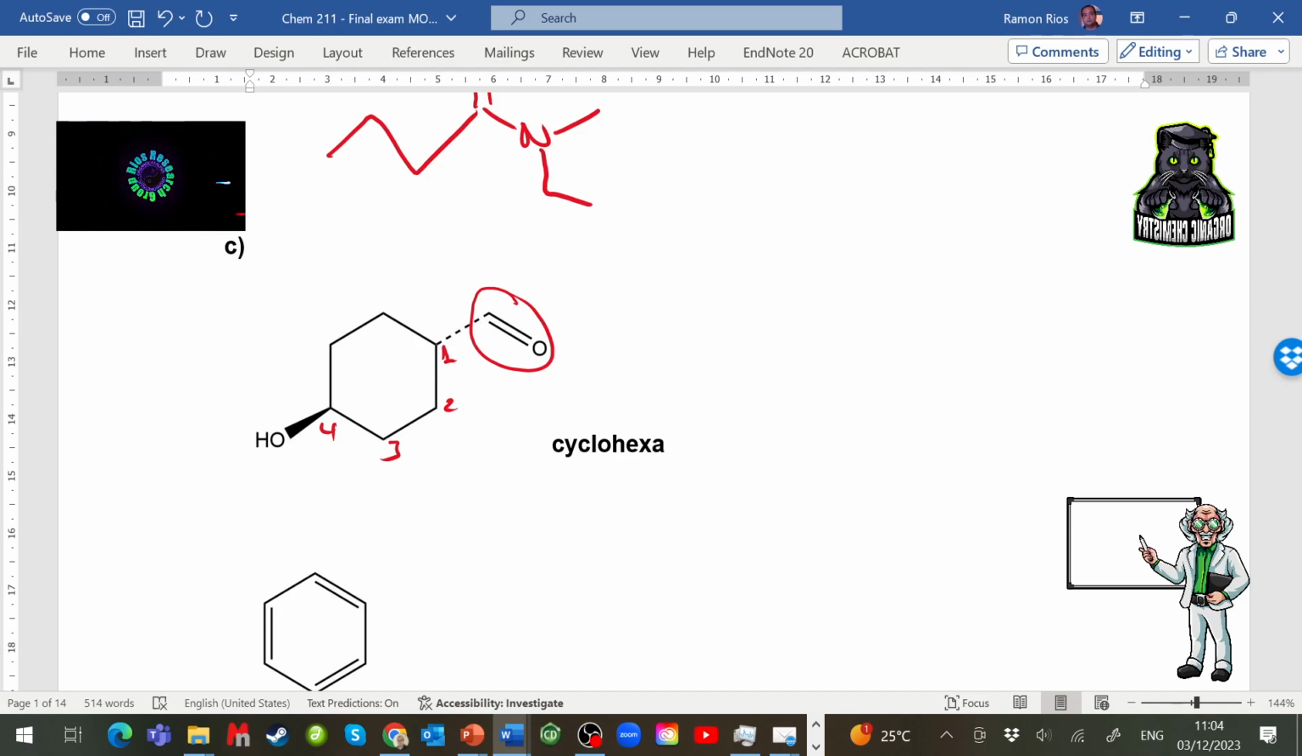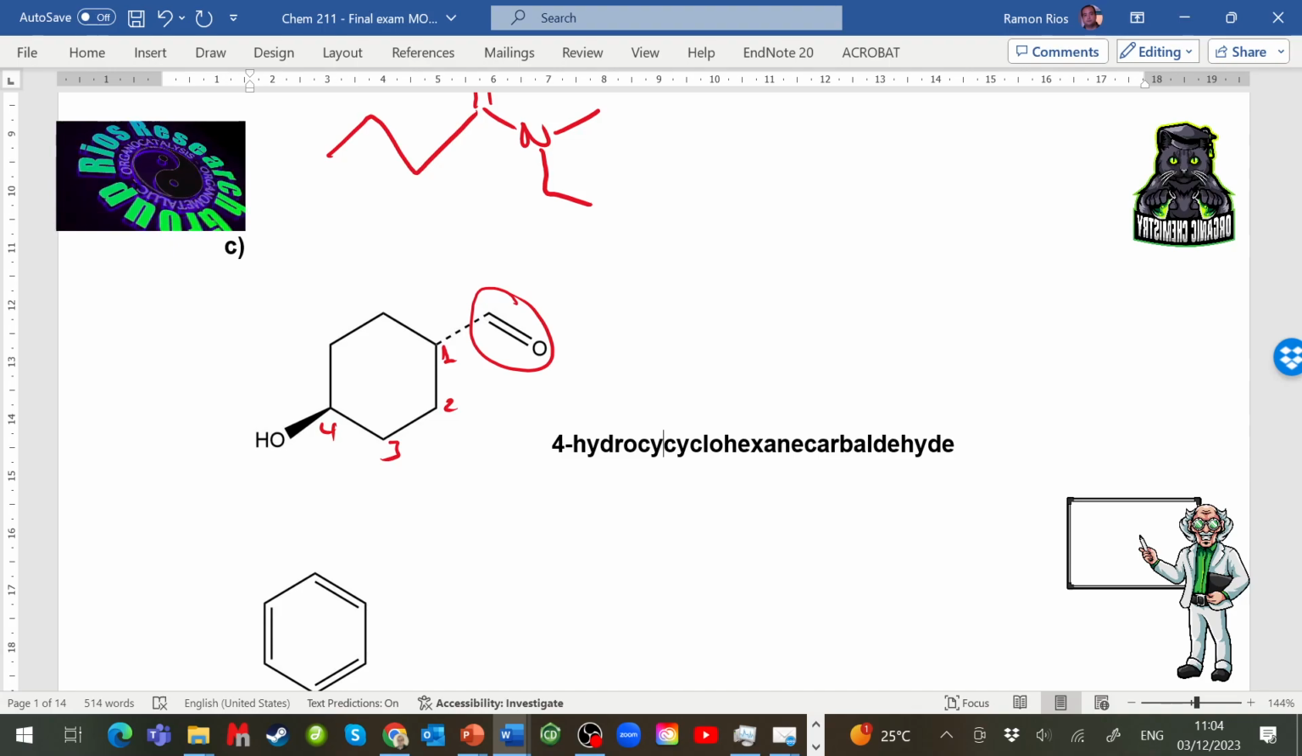That means that if we put all together, this will be cyclohexane carbaldehyde, and at the beginning we have to put the 4-hydroxy. So 4-hydroxycyclohexane carbaldehyde. Okay?